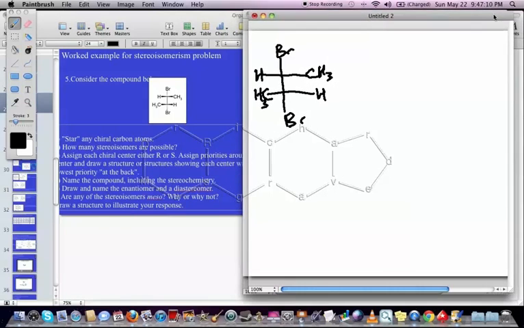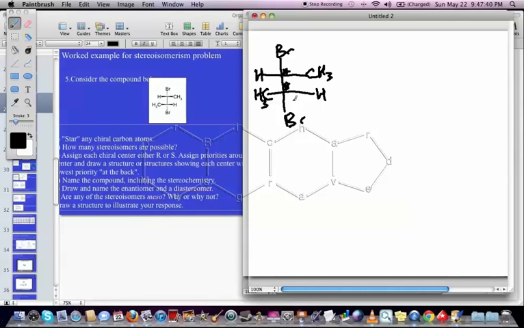Alright, so here's our compound. Our first mission, we need to star any chiral carbon atoms. Now keep in mind a chiral carbon atom is any carbon atom that has four different things attached to it. It turns out this carbon's not chiral, or this carbon, because they don't have four different things attached. These two do. So I'll star that one, and I'll star that one. So both of those are chiral centers.